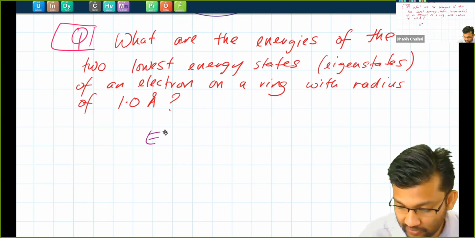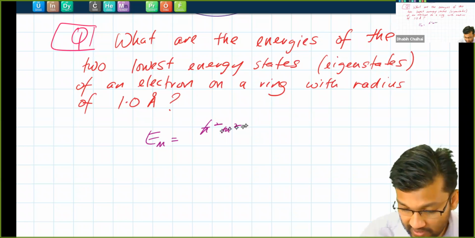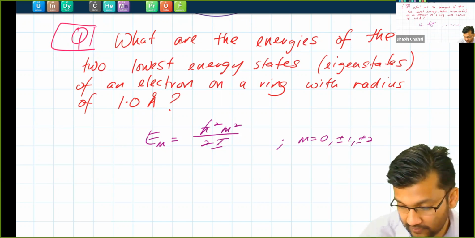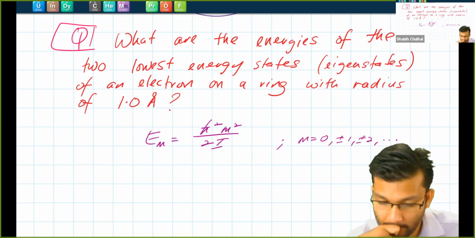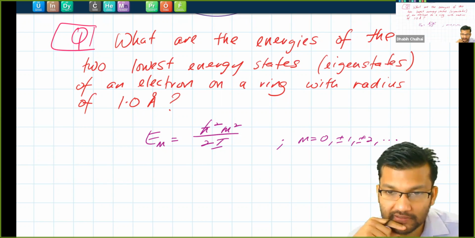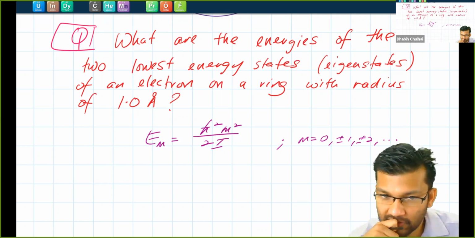Remember, the energy equation for this is h bar squared m squared over 2 times the moment of inertia. M can be 0 or plus or minus 1 and so on. I want the energy in joules. So let's see if you can work that one out, and then I'll go over it.